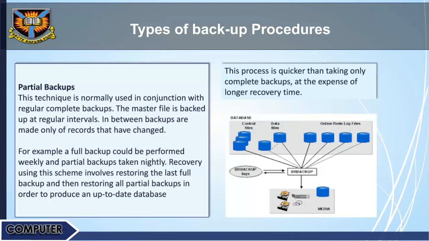Partial backups. This technique is normally used in conjunction with regular complete backups. The master file is backed up at regular intervals. In between, backups are made only of records that have changed. For example, a full backup could be performed weekly and partial backups taken nightly. Recovery using this scheme involves restoring the last full backup and then restoring all partial backups in order to produce an up-to-date database. This process is quicker than taking only complete backups at the expense of longer recovery time.